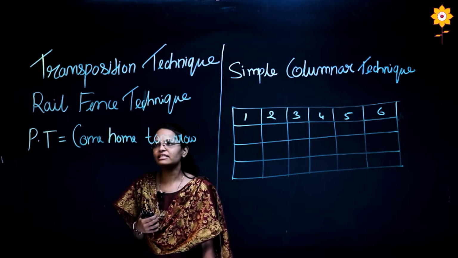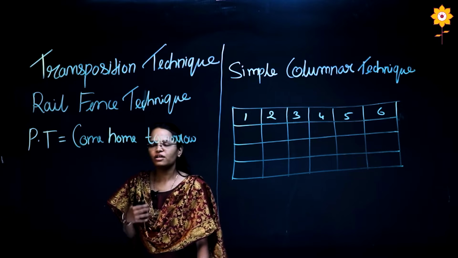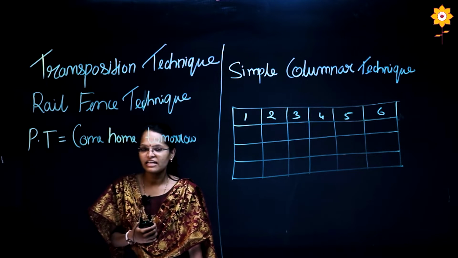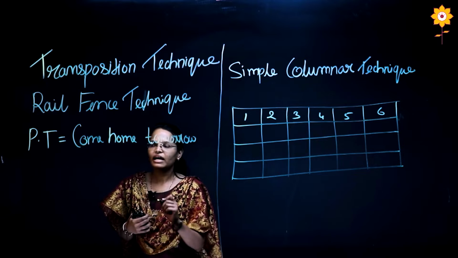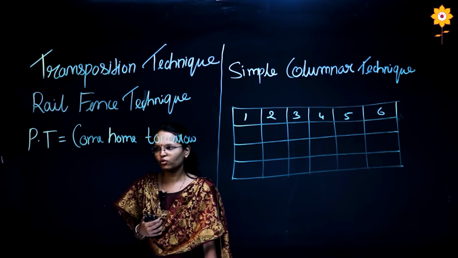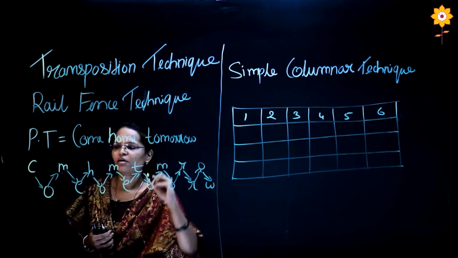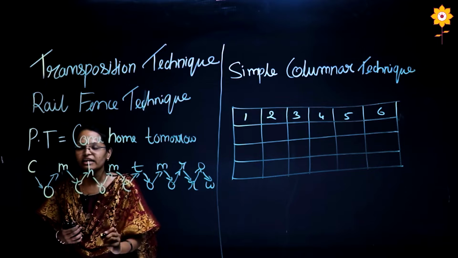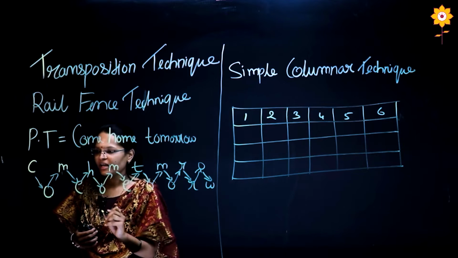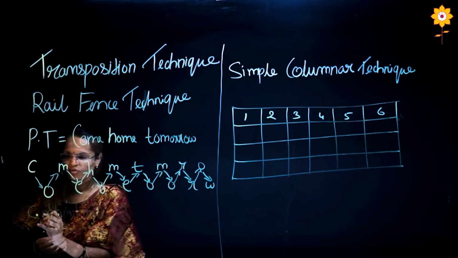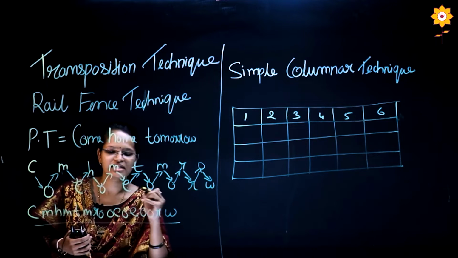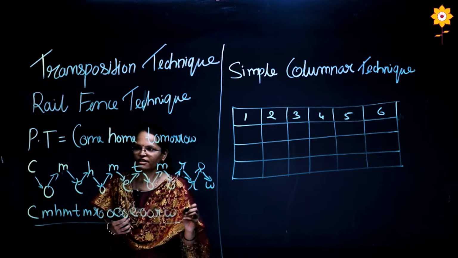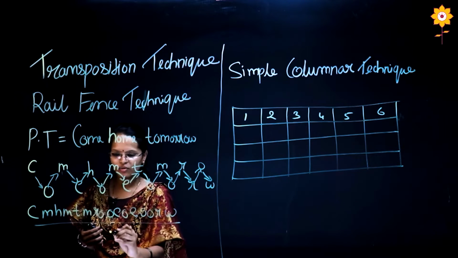The first one is rail fence technique. Suppose our plain text message is come home tomorrow. In rail fence technique, the first step is to arrange the plain text message diagonally. Once you arrange the elements diagonally, the second step is to read those alphabets row by row. For example, we will read first this row, then the second row. So this is the cipher text that we have produced using rail fence technique. So the cipher text of come home tomorrow is this.